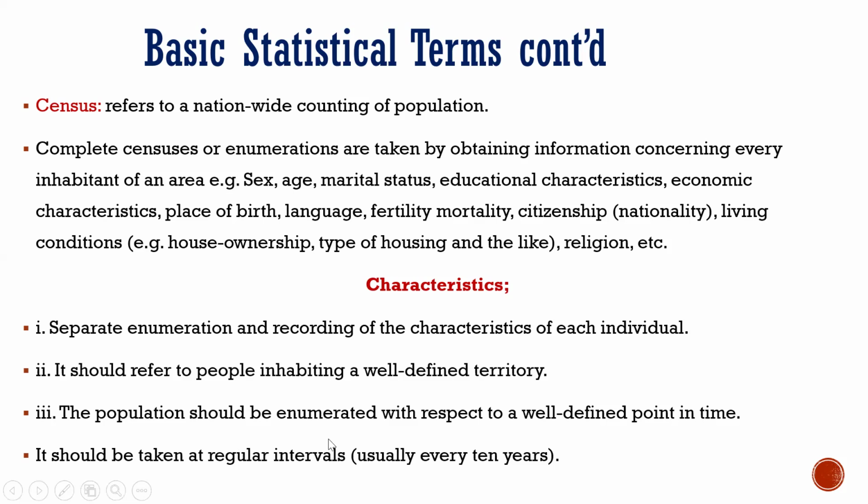That's why the third characteristic says the population should be enumerated with respect to a well-defined point in time. This helps to update data and also helps to know, okay, when was the last time the census was carried out in this place? Because a lot of these data and reports are used in everyday life, all right? So it should also be taken at regular intervals, usually every 10 years. Okay, so this is another statistical term that is regularly used.